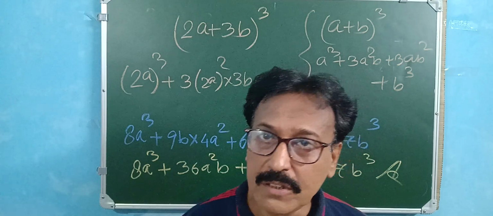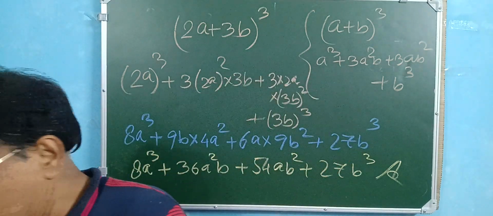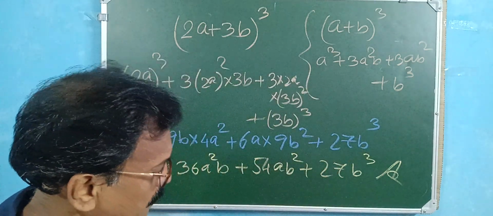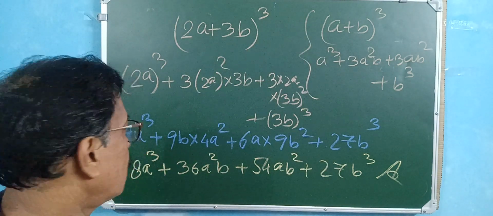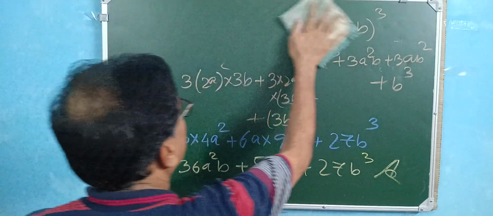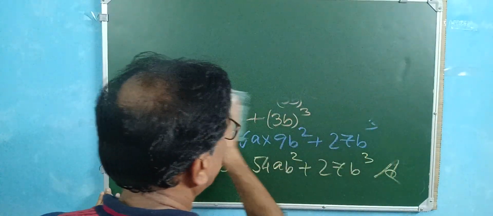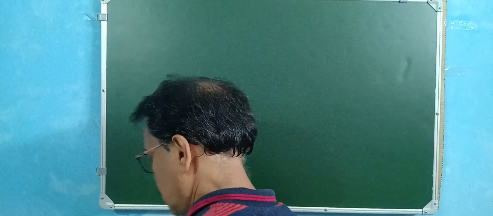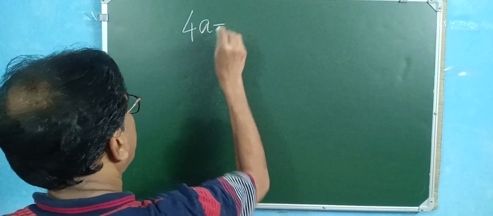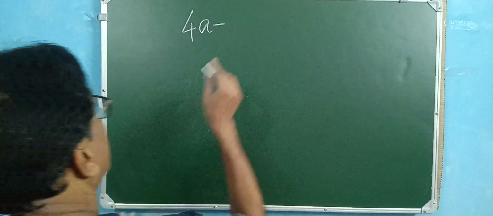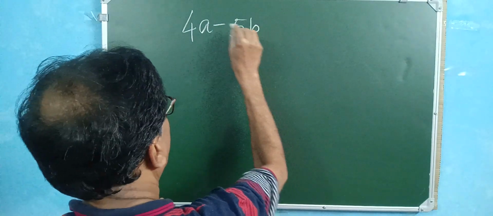Clear? So in this way you solve the sum a plus b whole cube. Clear? Don't panic. Now the next sum, for a minus b whole cube. Today I will finish with this. Suppose 4a minus 5b whole cube.